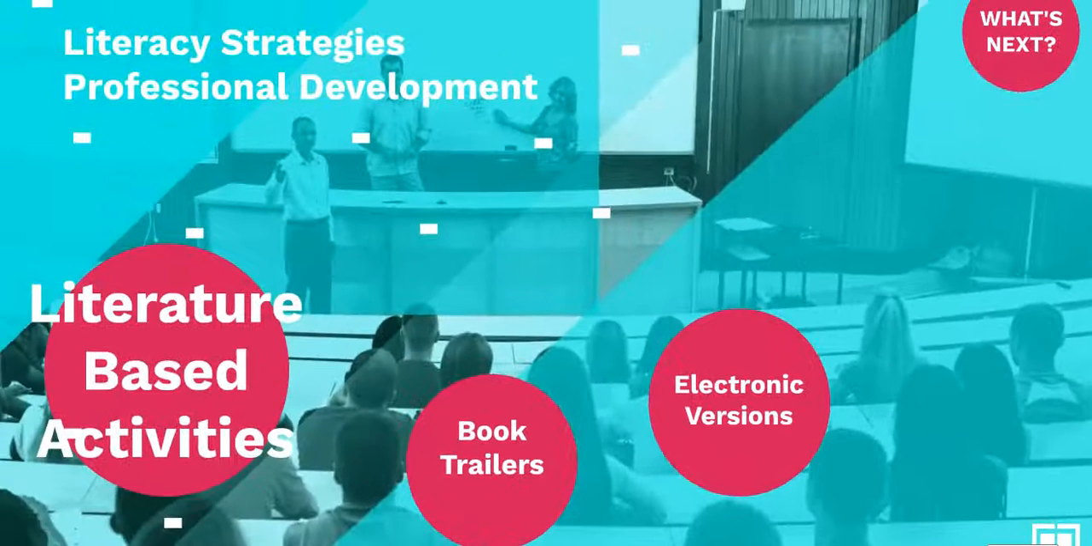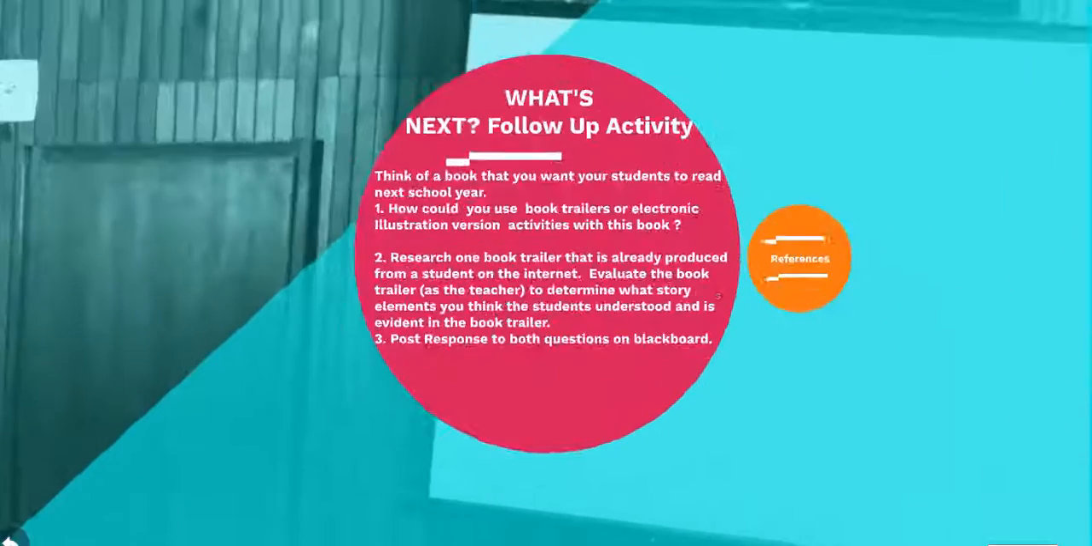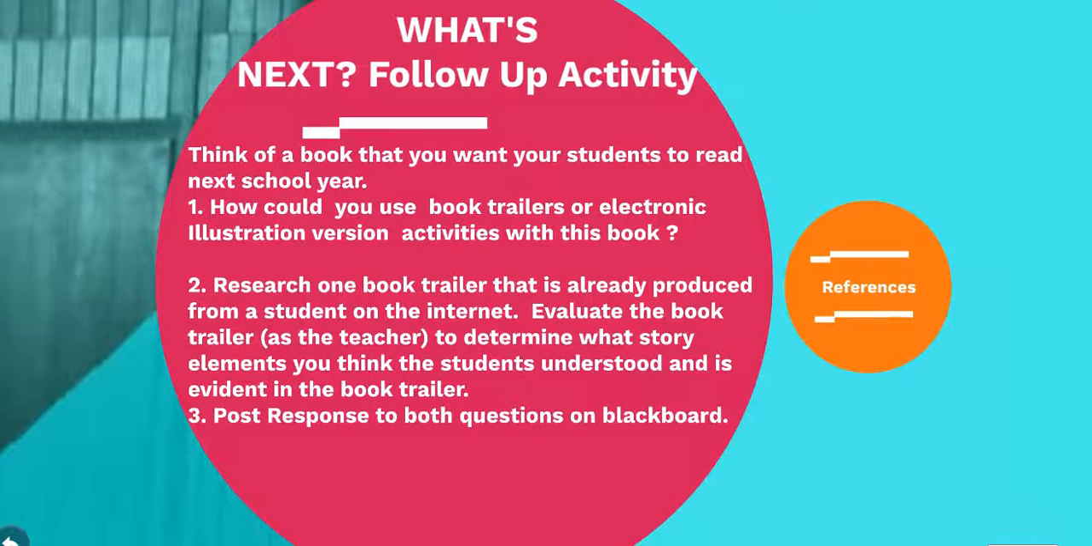Both of these activities, the book trailers and the electronic versions, are great literature-based activities for student learning in the 21st century. Let's talk about what would come up next. Here's a follow-up activity. Think of a book that you would want your students to read next year. Ask yourself, how could I use book trailers or electronic illustration version activities with this book?